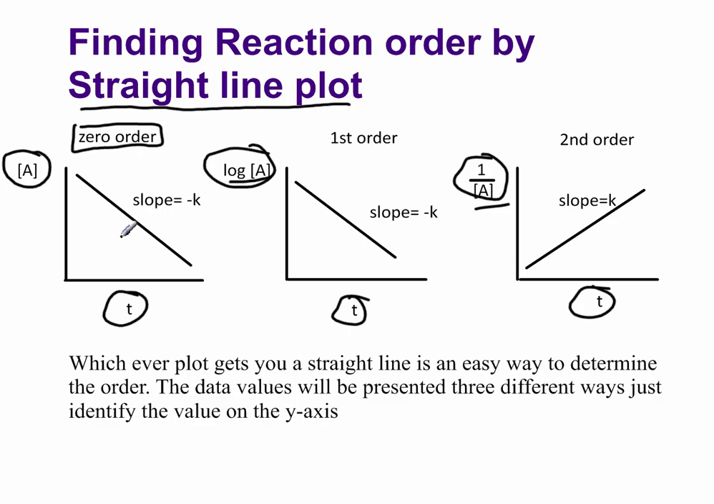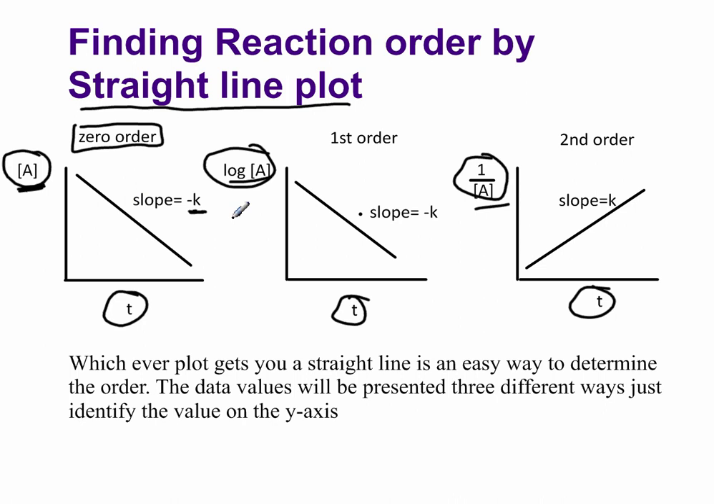Now these would be different: this is for a zero order, this is for a first order, this is for a second order. Notice in a zero order reaction you get a straight line plot when A, the concentration of just the reactant, is on the Y. Notice also that you can tell K is equal to the negative slope of the line. So the slope is equal to negative K.